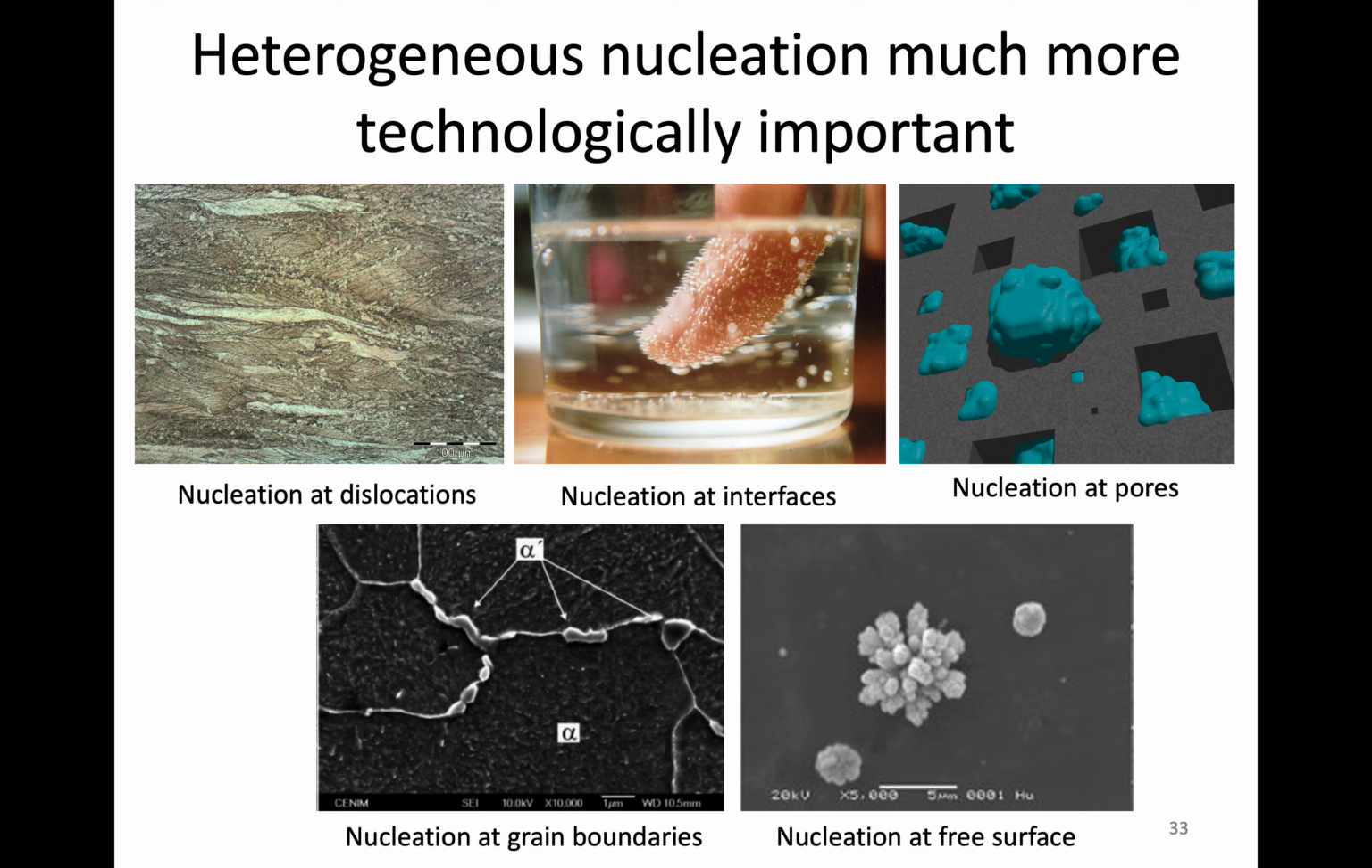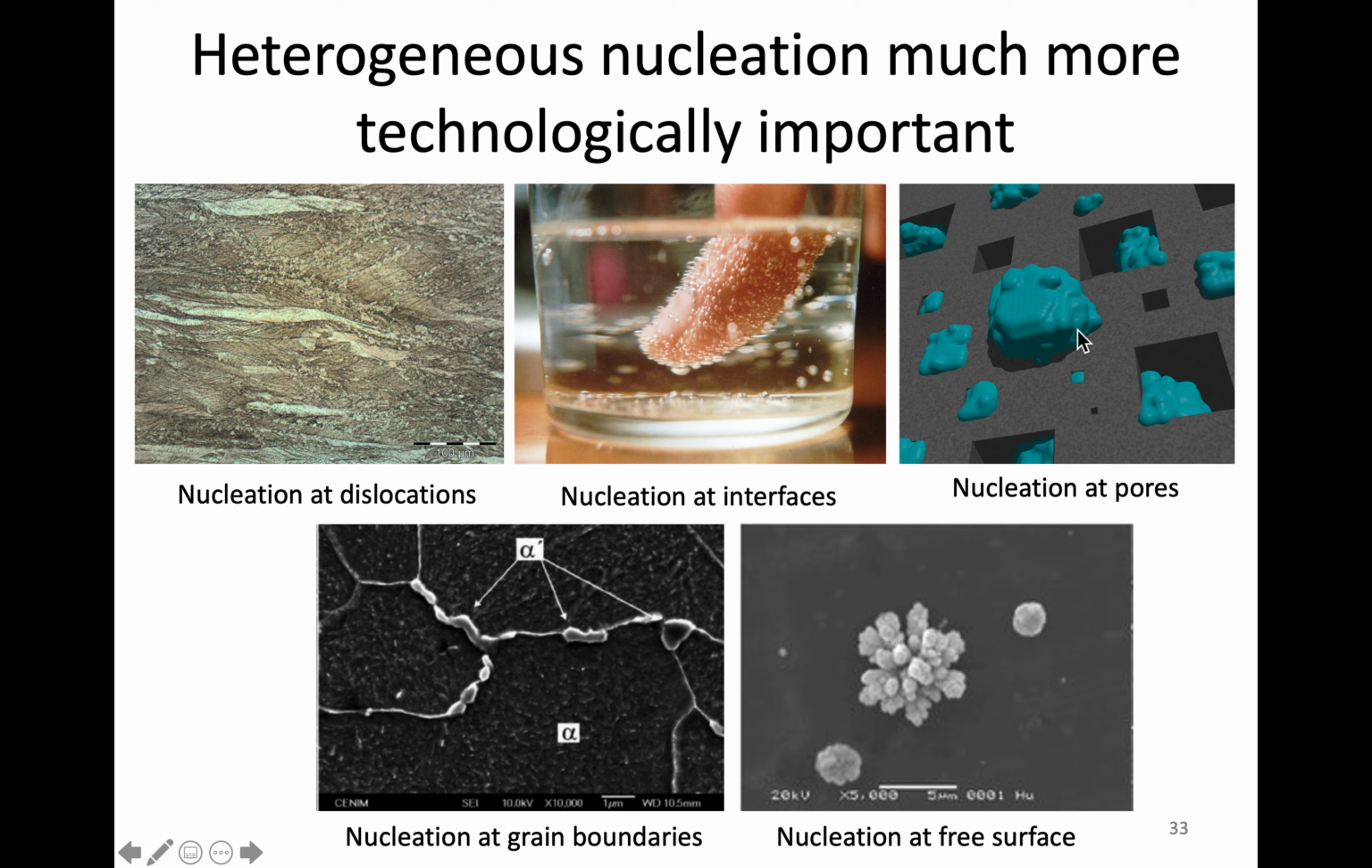However, heterogeneous nucleation is far more technologically important, and that's where we nucleate a particle of a solid at some type of interface or on some type of surface. So it could be a free surface. So this is a particle nucleating from a surface. It could be from a pore or some type of interface. So this is nucleation of gas in the water on your finger, which is an interface.